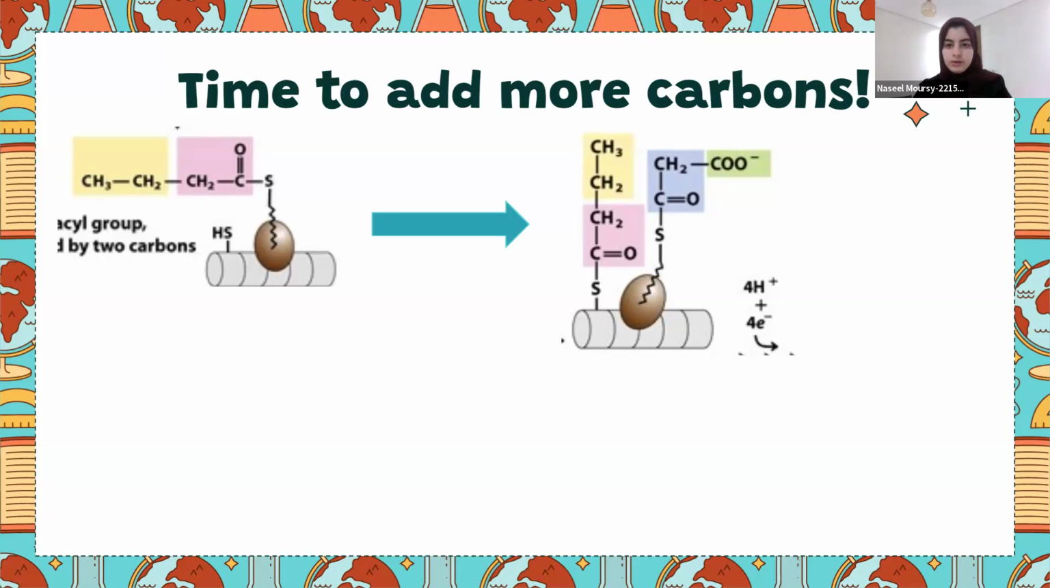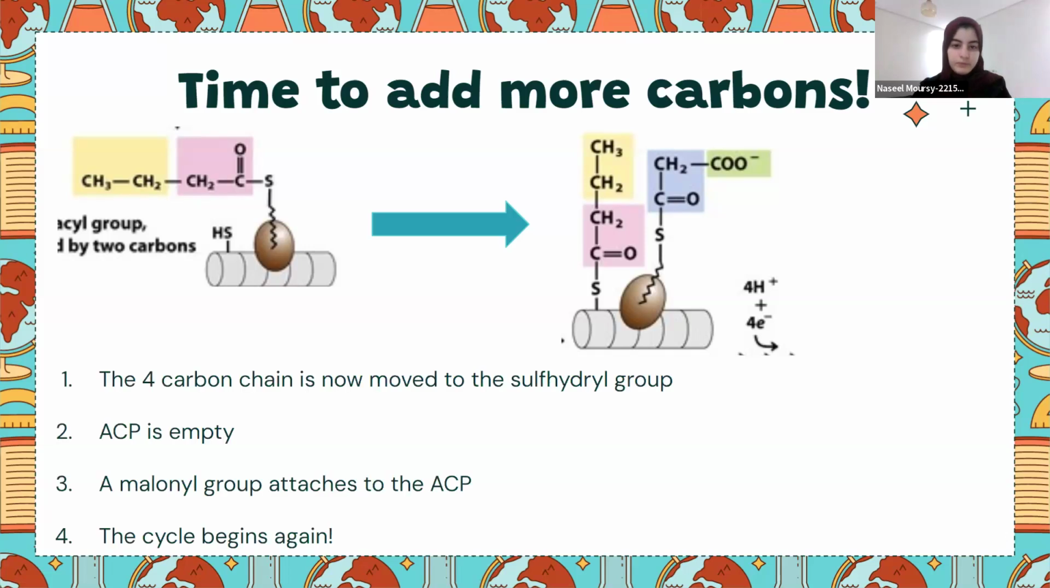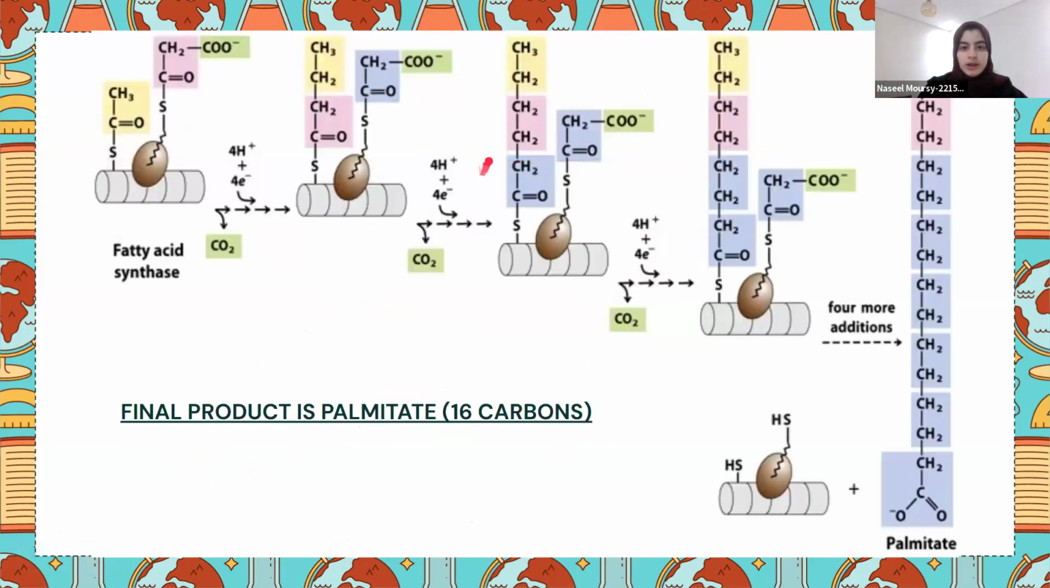Then you get the whole cycle repeating again, okay? So the 4 carbon chain is now moved to the sulfhydryl group instead of the ACP, and the ACP is left empty. So what comes to fill it? The malonyl group, okay? Here you can see the malonyl on the ACP, and then the cycle begins again. So you get condensation where you move this 4 carbon chain to the malonyl group on the ACP, and then you get reduction, dehydration, reduction, okay? So you keep on doing this, okay, many times, and then you finally reach palmitate, which is 16 carbons, okay?